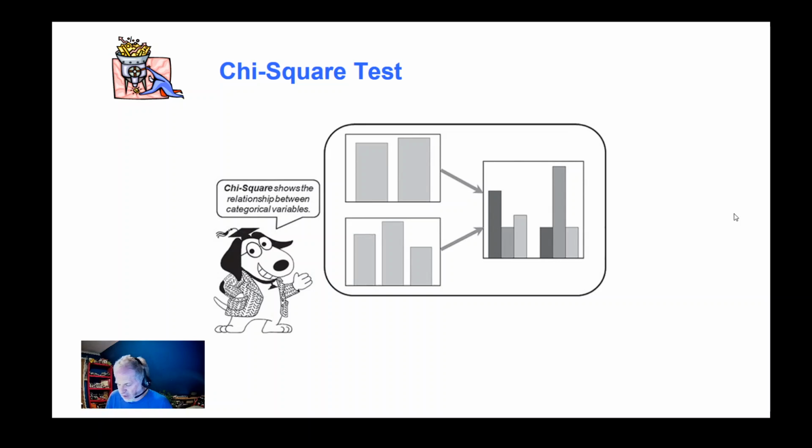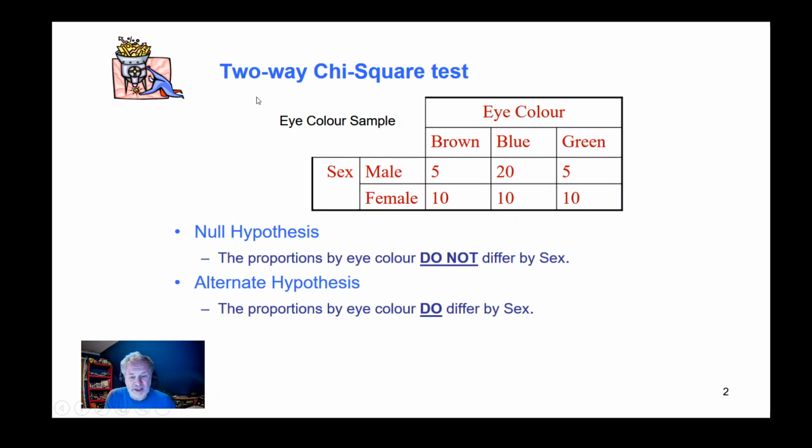Okay, last theory video before we do the SPSS. Now we're going to extend our chi-square. We did the one-way chi-square in the previous demonstration, and now the two-way chi-square, where I've got two variables that I'm looking at. In this case, I'm going to look at eye color by sex, male, female.